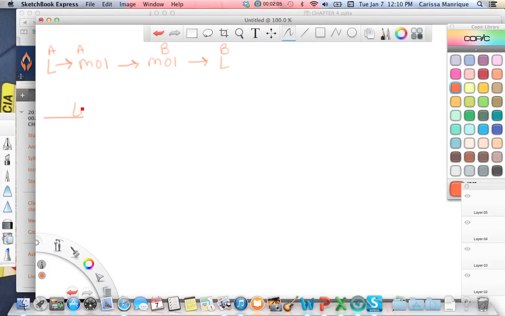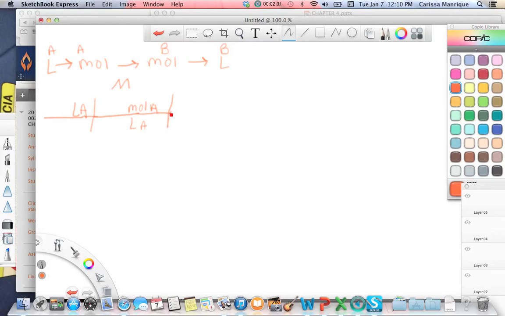Okay, so our pathway here, we're going to have some amount of liters of A, and we're going to convert this into moles of A. So we're going to have liters of A at the bottom, moles of A at the top. And this is just through the molarity. You put M at the top. That's just the molarity of that solution.